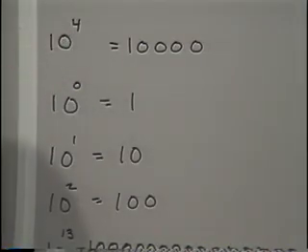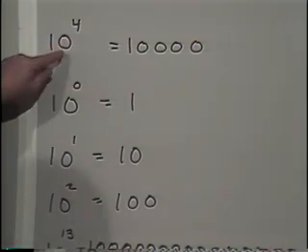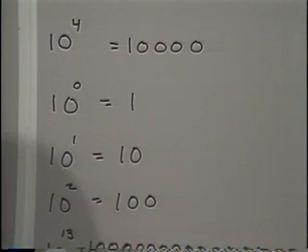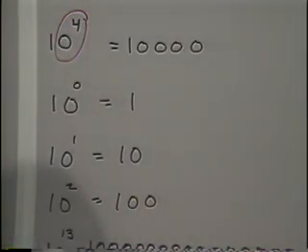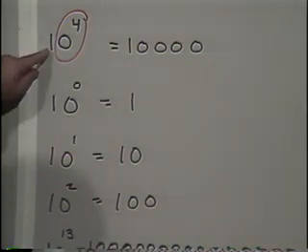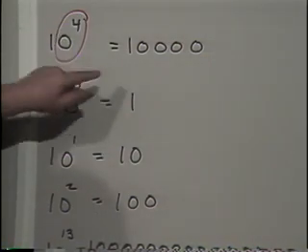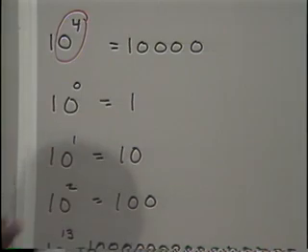Then above the 10, we write a small 4. That's called the exponent. And this is read 10 to the 4th power, and it's called the 4th power of 10. And what this tells us, and this is an easy way to remember it, is circle the 0 and the 4. This indicates a 1 followed by 4 zeros. See, a 1 followed by 4 zeros. That would be 10,000.